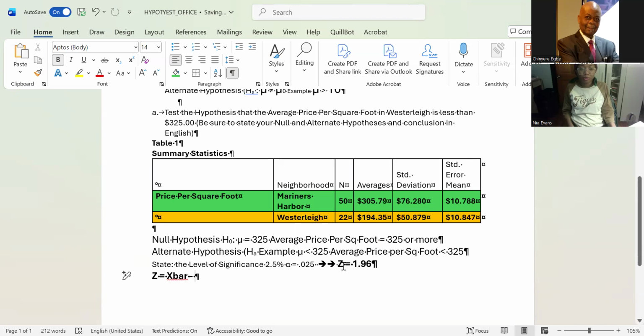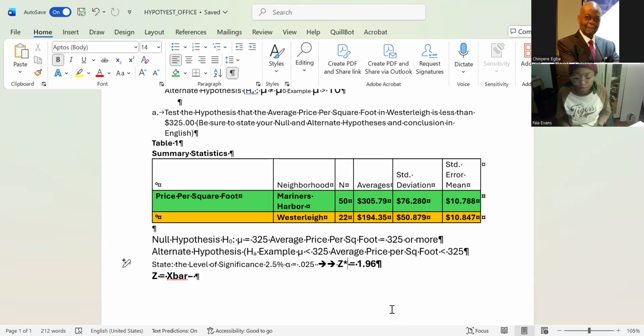This is the Z star. Z star is 1.96. Thank you very much for bringing that up. Sorry, I initially got a bit confused. My bad. No, there's nothing bad about it.